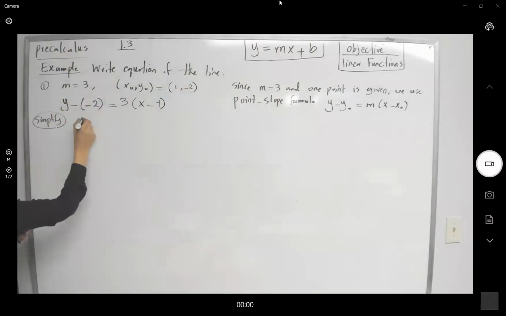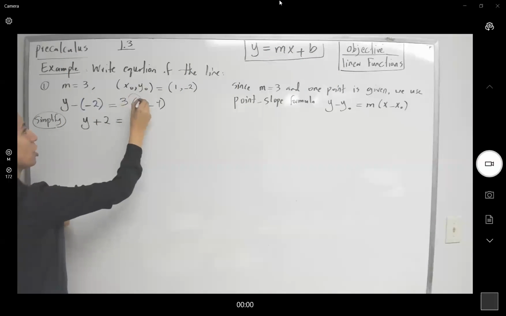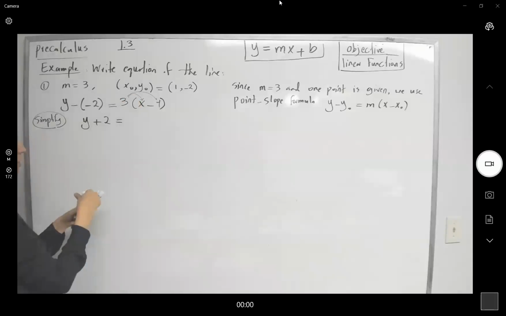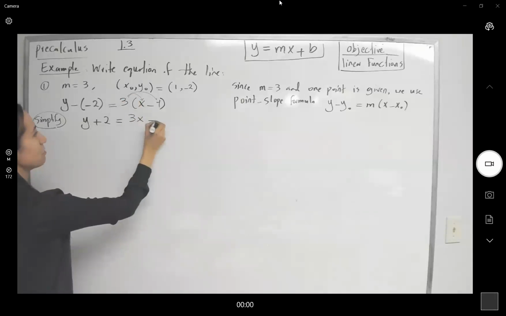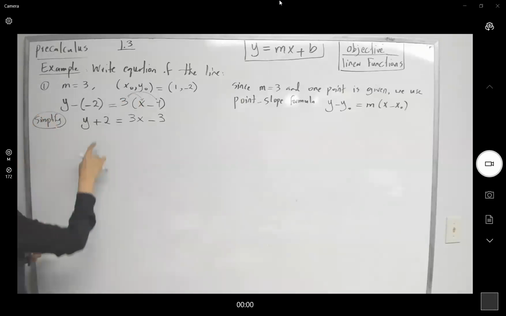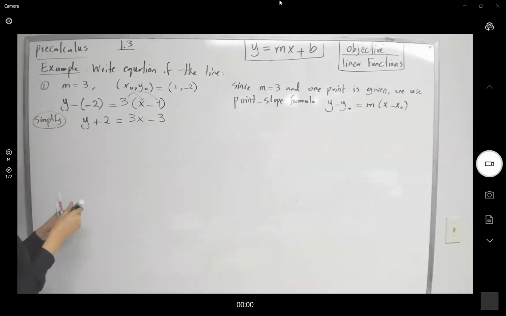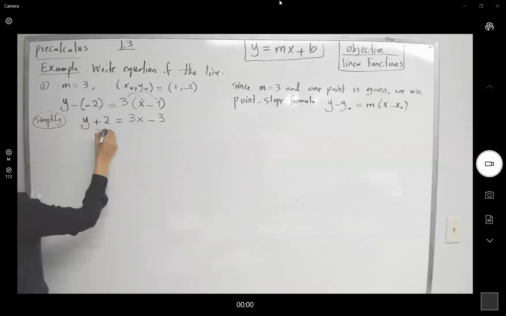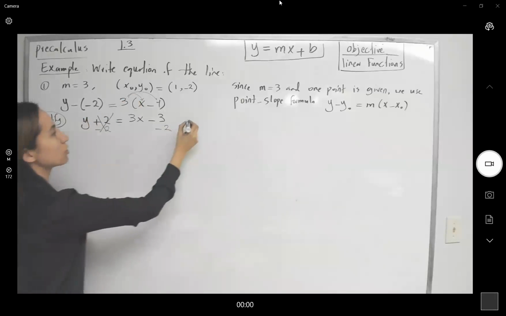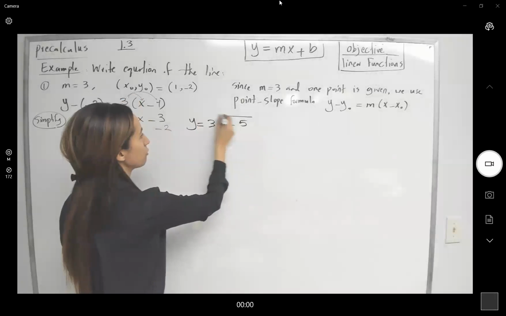Negative times negative is positive. You get y plus 2 equals, now you have to distribute 3 into parentheses. 3 times x, 3 times 1. You get 3x minus 3. Is y isolated on one side? Of course not. So we have to get rid of this constant. So we subtract both sides by 2. We have to get rid of this 2 by subtracting 2. So you're going to see y equals, well, 3x minus 3 minus 2 is minus 5.